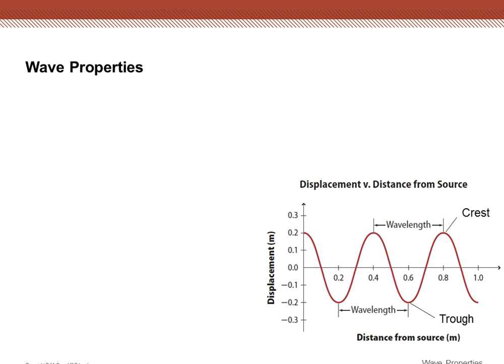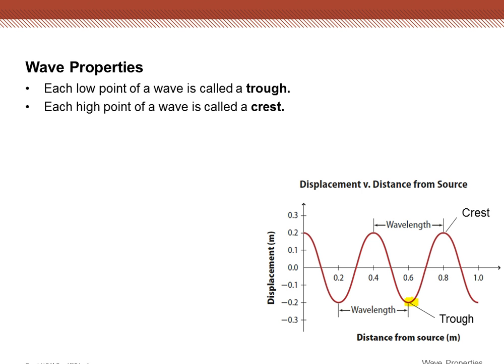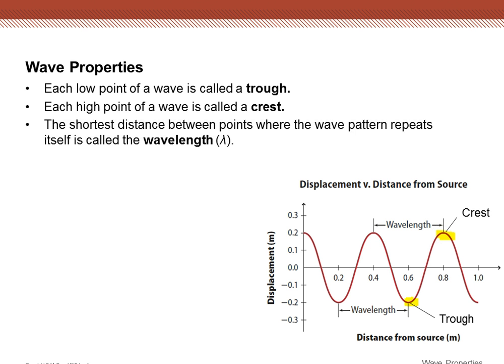Continuing with some more wave properties, each low point of the wave is called the trough, and I've mentioned that already in the video. That's the low point here in the wave, whereas the high point is called the crest. The shortest distance between points where the wave pattern repeats is called the wavelength. So we're going crest to crest. That distance is the wavelength. Also, trough to trough, that distance is the same distance and is also the wavelength.